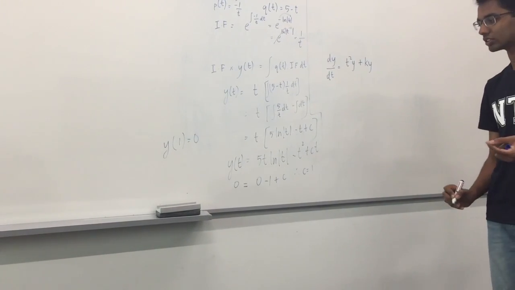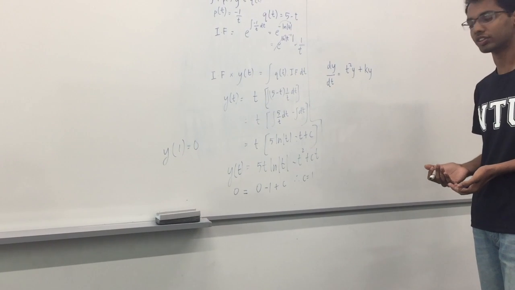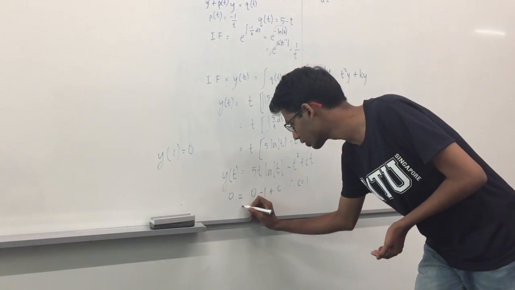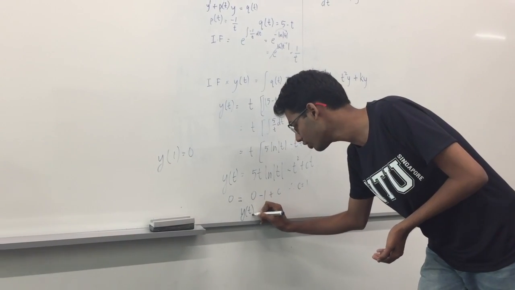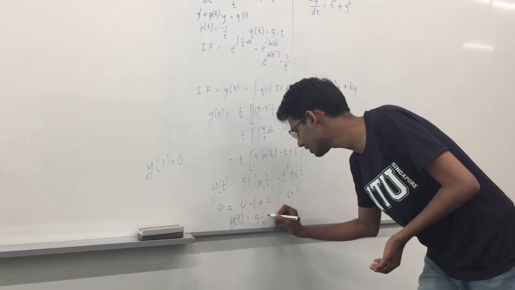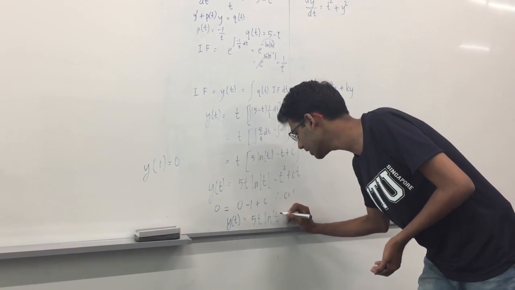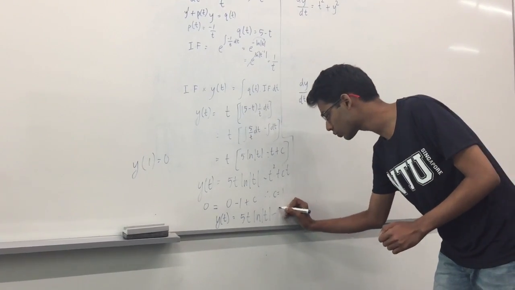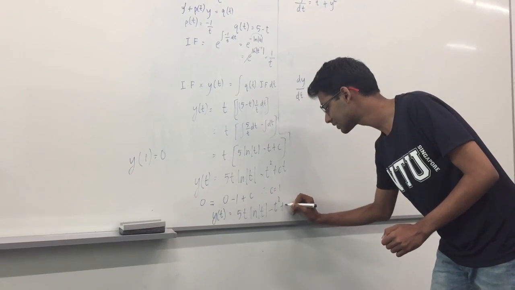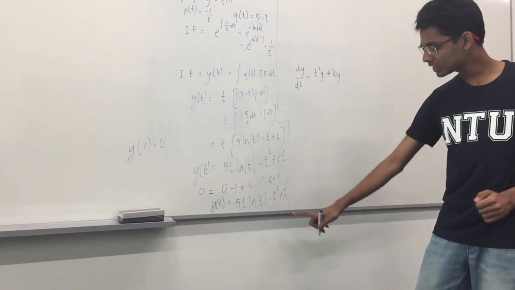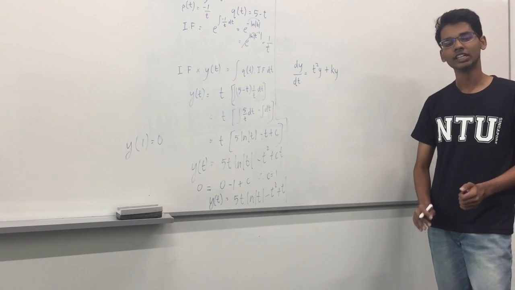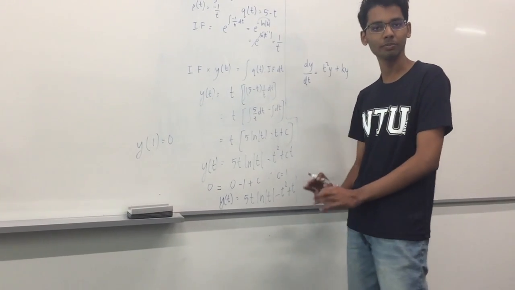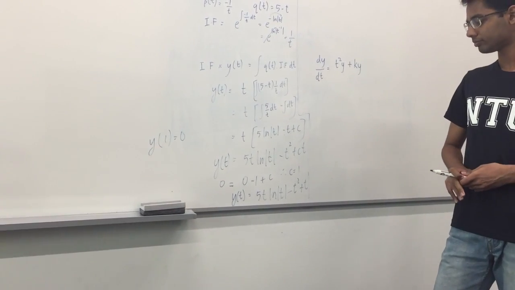How do you get the particular solution for this? All you're going to do is bring it back, saying that y of t is equal to 5t ln of t minus t squared plus t. This is going to be the particular solution. I'm sorry for cramming this in a little space, but that's how you're going to do it.